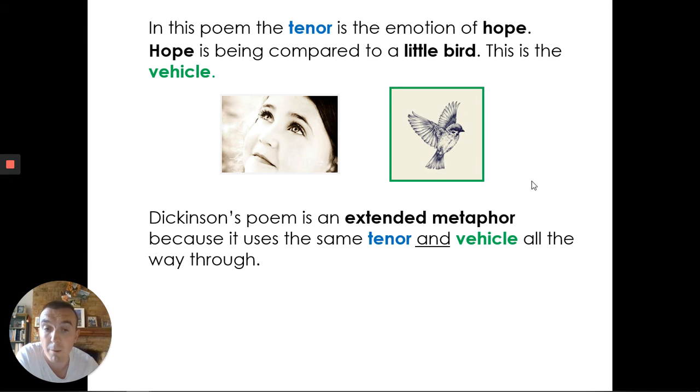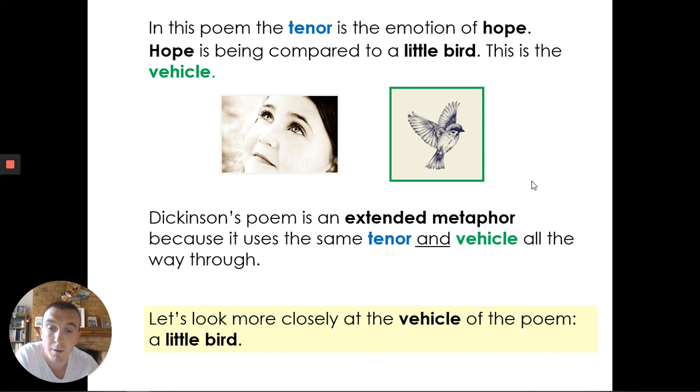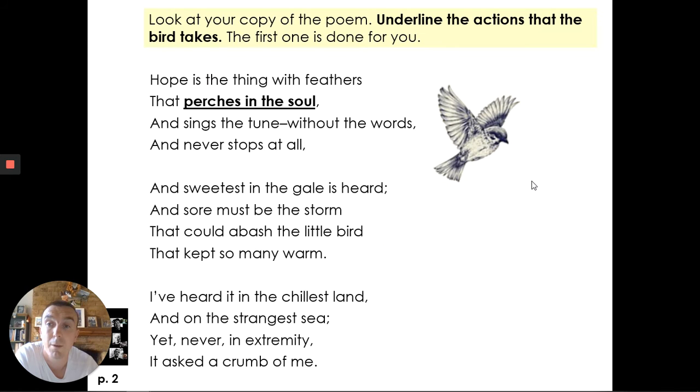So all the way throughout the poem, we have that same tenor. It's all about hope. And the thing it's being compared to all the way through the poem is a little bird. So let's have a look a little bit more closely at that little bird. And what I want you to do is, on your copy of the poem, underline the actions that the bird takes. So the first one has been done for you. Hope is the thing with feathers that perches in the soul. So I've underlined perches in the soul because that's one of the actions that the bird is taking. Pause the video now and underline all the actions the bird takes.